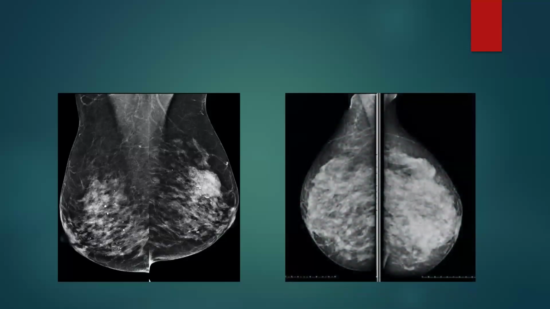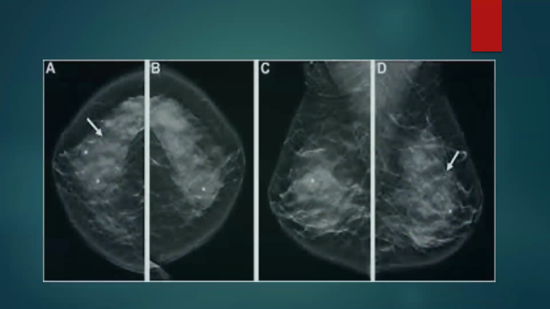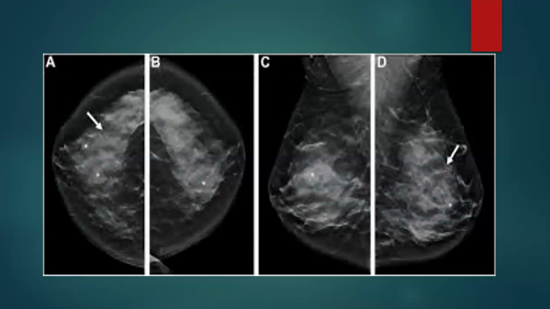You can see this focal asymmetry, asymmetry between the two breasts, calcifications seen in both breasts as well. The same thing is apparent here as well.